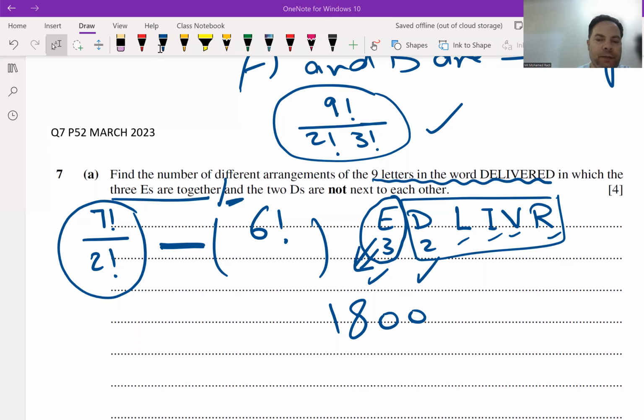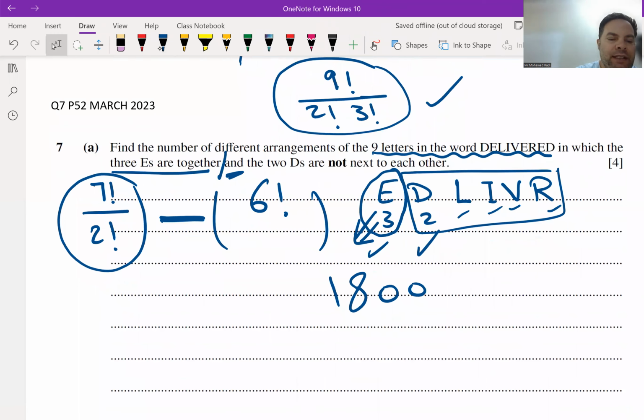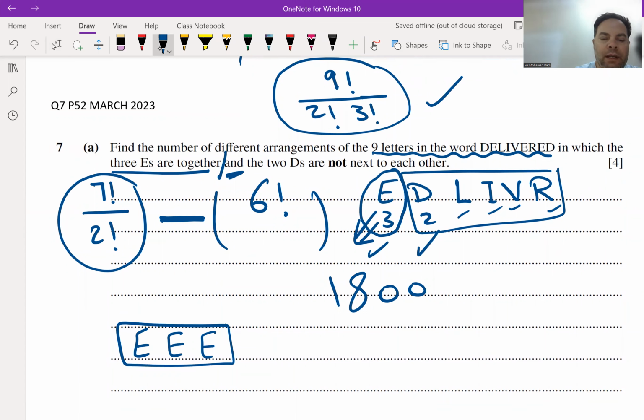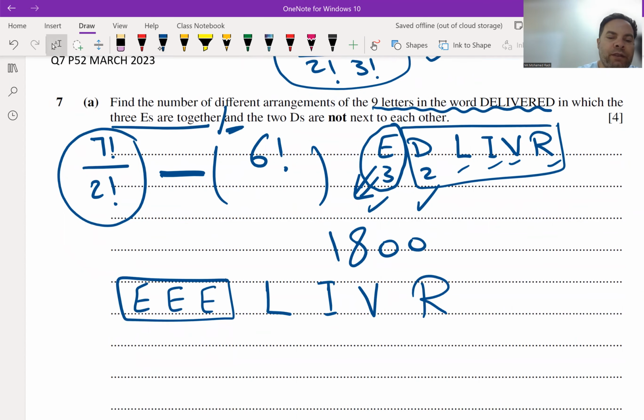In this part, you can take the E's as 1 card together like this. And the letter D, sorry, the D's are not together, so keep them away for now. We have letters L, I, V, and R. In how many ways can we rearrange them in a line? 1, 2, 3, 4, 5. So it's 5 factorial. No need to multiply by 3 factorial for the E's because they are the same. Now it's 5 factorial.